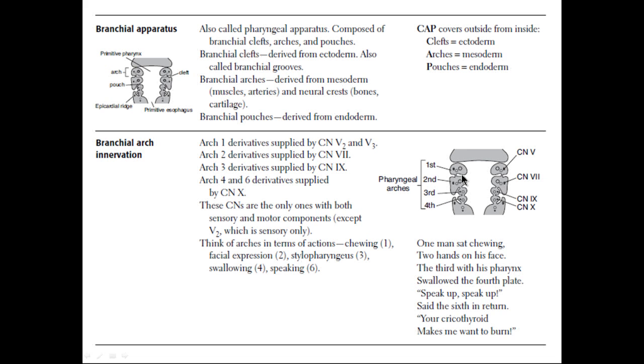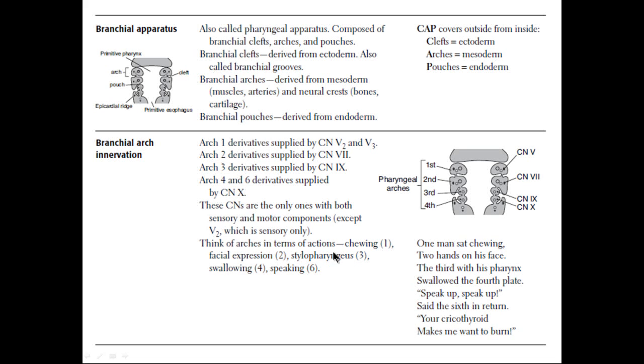And a key thing you can start chanting now, since we have arch 1, arch 2, arch 3, arch 4, 6, is the associated cranial nerves are 5, 7, 9, 10. So just keep saying that. 5, 7, 9, 10. 5, 7, 9, 10. Arch 1, 2, 3, 4, 5, 7, 9, 10. Remember that, and it's going to get you far, because you remember what 5 innervates, what 7 innervates, what 9 innervates, what 10 innervates, and that'll give you a lot of information about the pharyngeal arches.